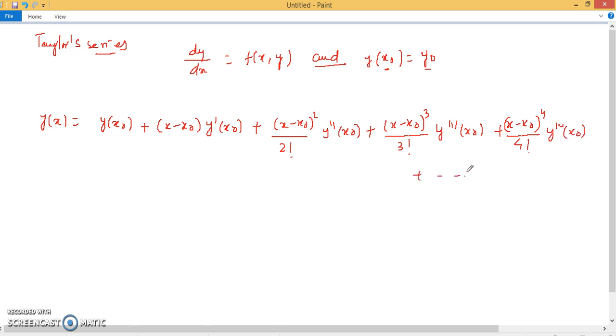So this is your Taylor series formula, where y dash of x naught is your first derivative, this is the second derivative, third derivative, and this is the fourth derivative. Up to how many terms, they will mention in the question, you have to solve. For example, we will solve the first question in the Taylor series.